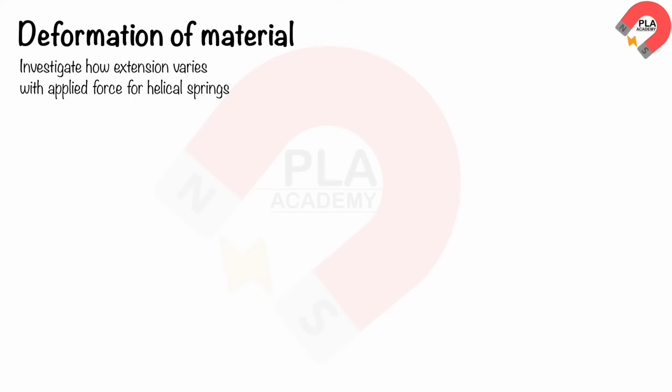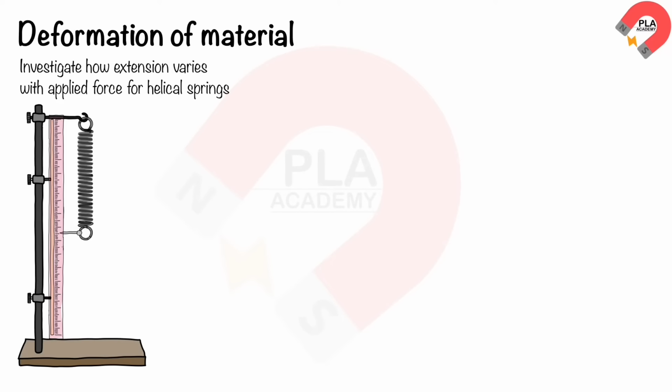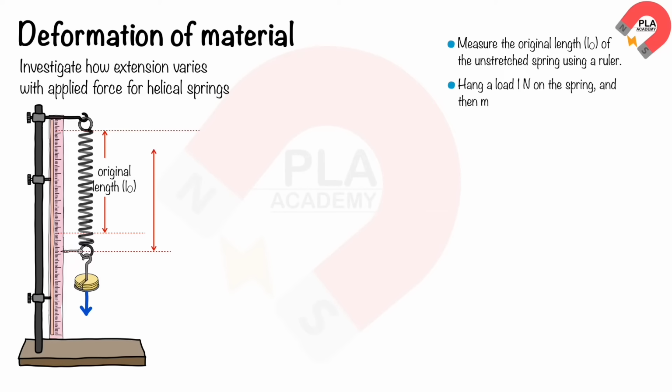Deformation of material. Investigate how extension varies with applied force for helical springs. Set up the apparatus as shown. Measure the original length of the unstretched spring using a ruler. Hang a load of 1 newton on the spring, and then measure the length of the spring. Calculate the extension by subtracting the original length from the length.